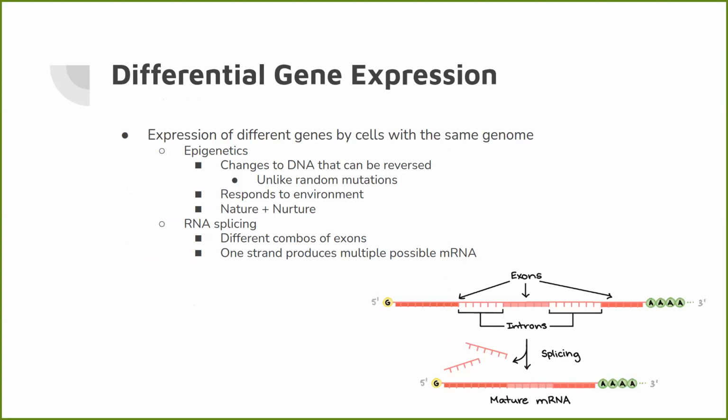So one of them is epigenetics. This is how the cell can modify its DNA through small changes, either activating or inactivating certain parts of the DNA. Epigenetics is unlike random mutation in that the changes can be reversed, whereas mutations are just errors that start to persist within a genome. Epigenetics usually is a response to some environmental factors. This plays into the thought of nature plus nurture instead of just one or the other.